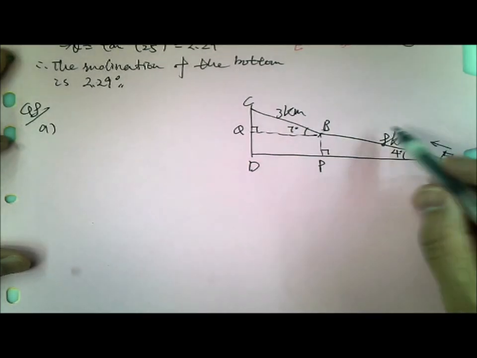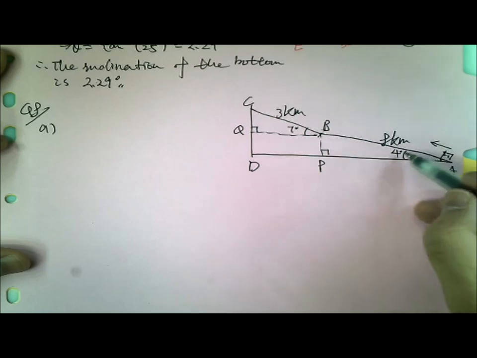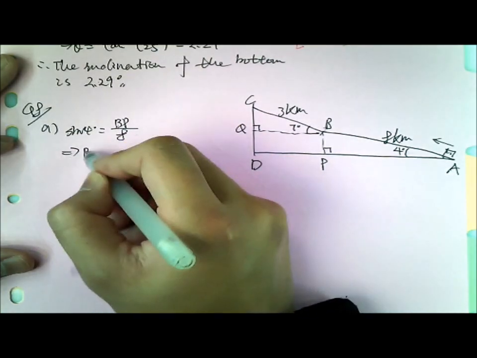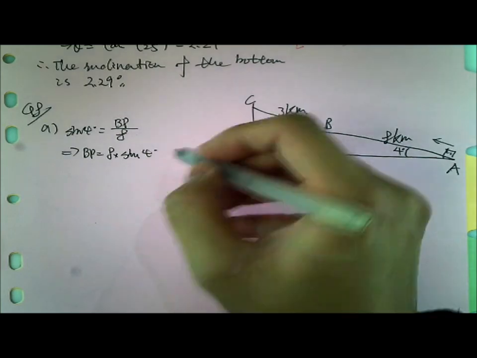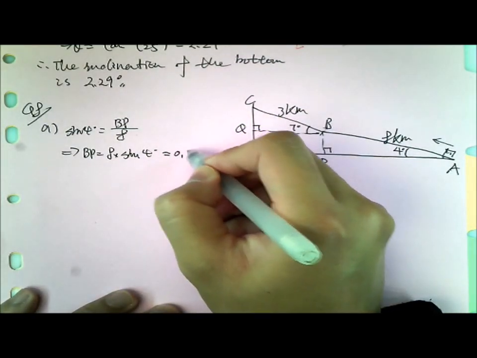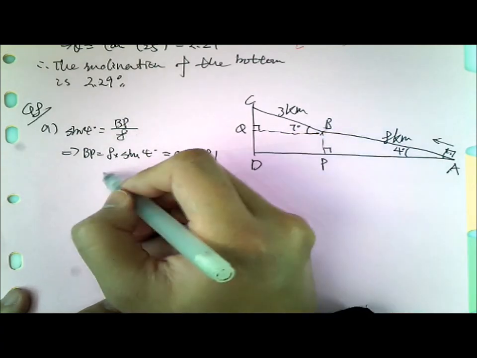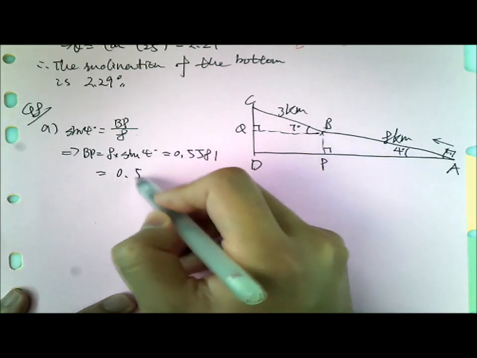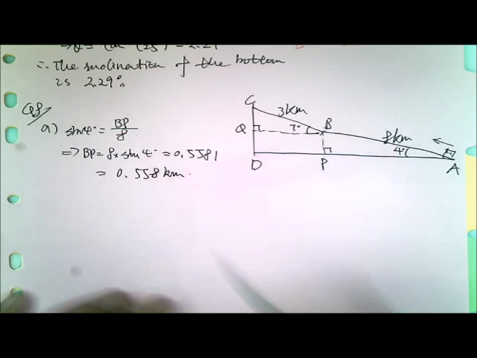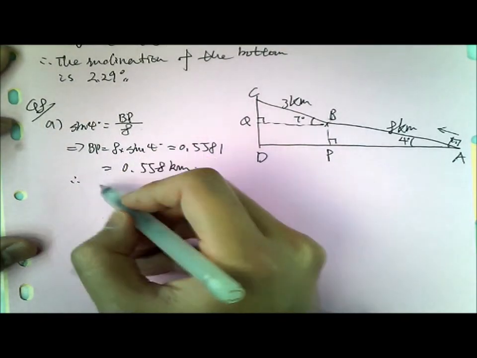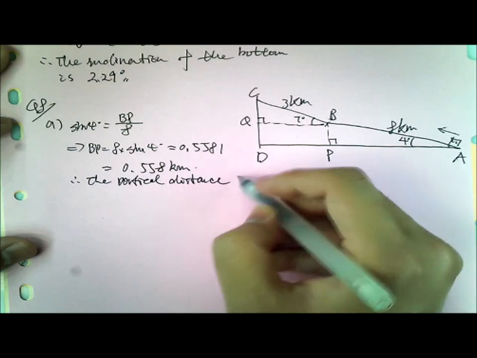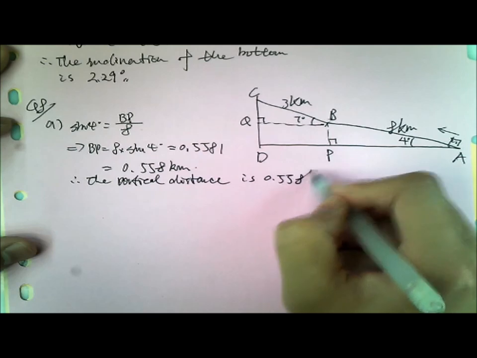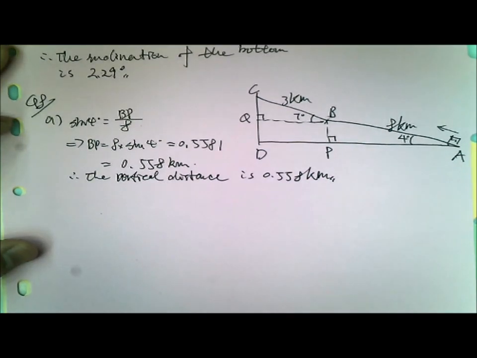Understand? So you can do what in this triangle? You can do a sine. Sine degree 4 equal to BP divided by AB. So BP just equal to AB times sine degree 4. So go to your calculator. It is actually very small, 0.5581. Okay, so make it 3 significant figures, 0.558 km. Okay, just give a conclusion. So the vertical distance is 0.558 km. Understand?